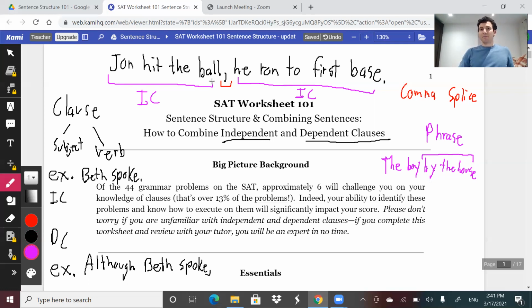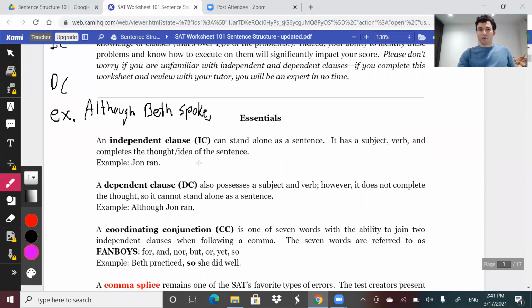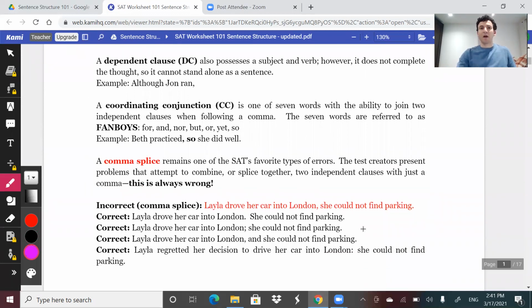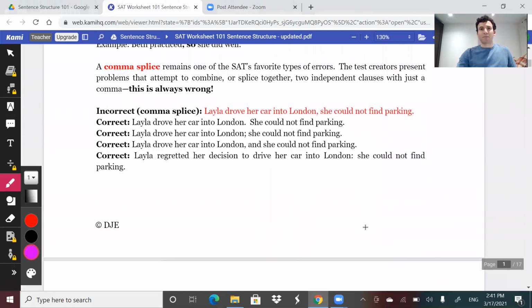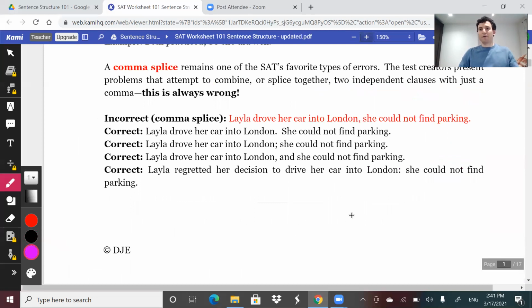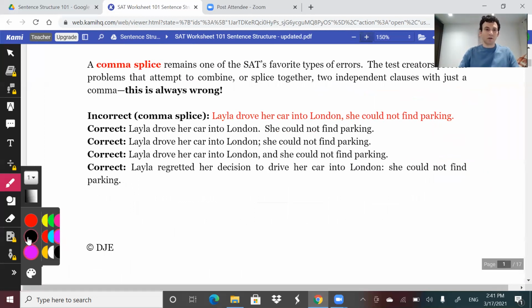In the case of this comma splice, we have John hit the ball, subject, verb, complete idea. He ran to first base. He is your subject. Ran is your verb, complete idea. We cannot combine the two with just a comma. It sounds okay because we're pausing as if there's a full stop there. It is not okay. So you'll see on this worksheet, we define independent, dependent clause. You can look at all of this later, but essentially I'll hit everything that's here. But let's take a look at what we can do with the comma splice. So we have a brand new comma splice right here, and it's Layla drove her car into London. That's an independent clause.